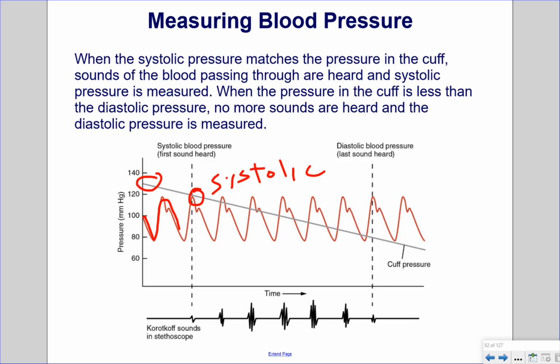And then the blood in the artery continues to force its way through with the pressure of the cuff being applied. And then as soon as the pressure in the cuff is low enough, which is down here, then we don't hear the force of the blood in the artery trying to get through anymore. And that would be the diastolic pressure. This range from systolic to diastolic is the measured blood pressure.